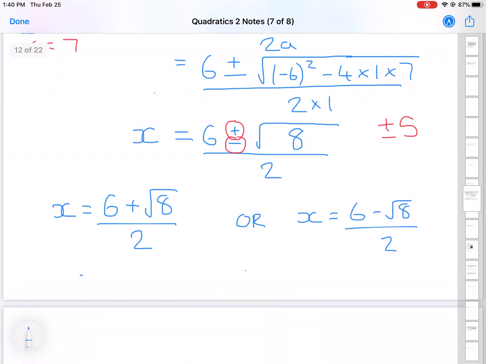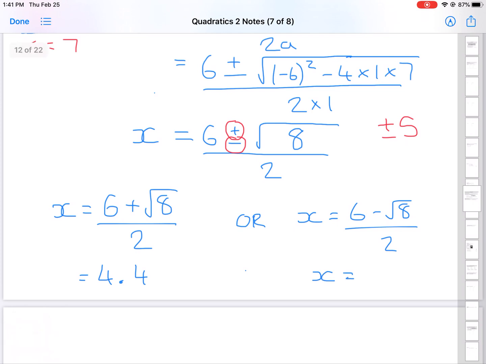So once we've split those terms up into one plus and one minus, we can put that in the calculator. So I would say 6 plus the square root of 8, and then I would say divide by 2, and I get 4.4 to 1 decimal place.